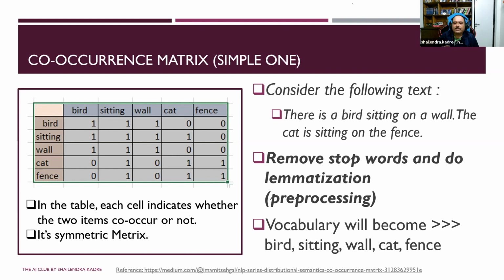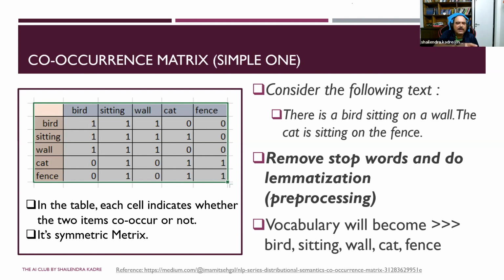Now here we make a square matrix. In the rows we put all these 5 words, and in the columns we also put all these 5 words, so it is a 5 by 5 square matrix. And we see which terms are occurring together.